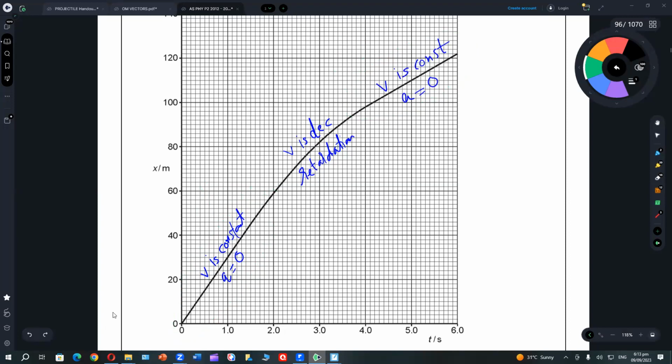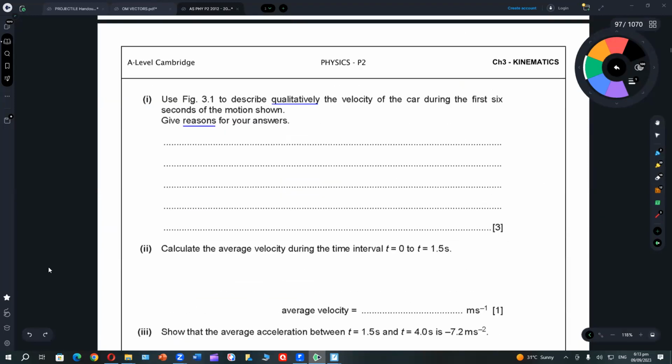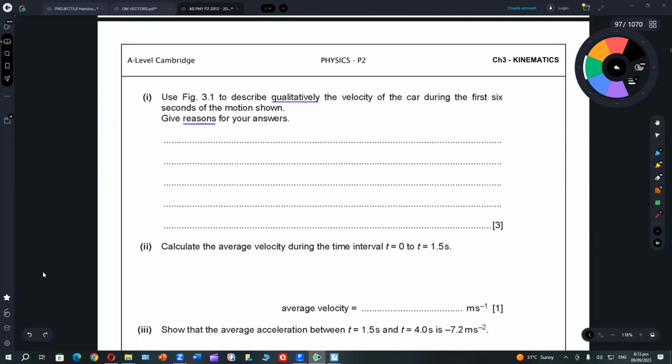Okay. So you will comment on the statement here. What will you write here? Initially, v is constant, then v decreases, then v becomes constant at a lower value. This is the answer for our part number 1.